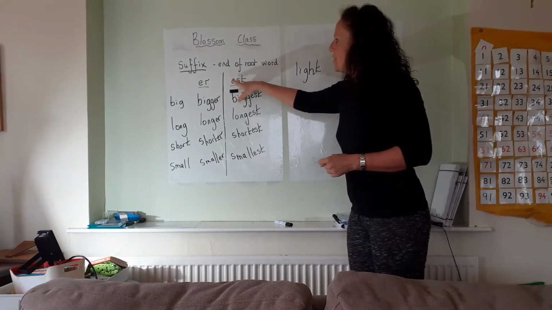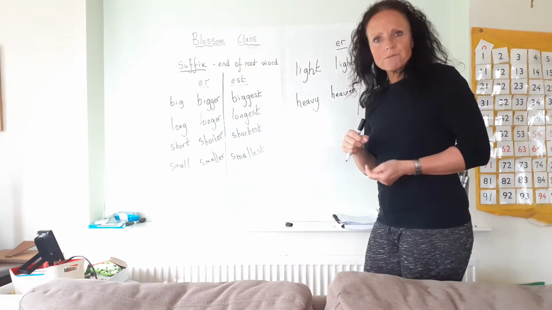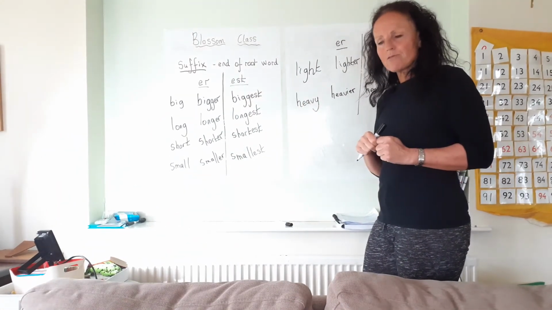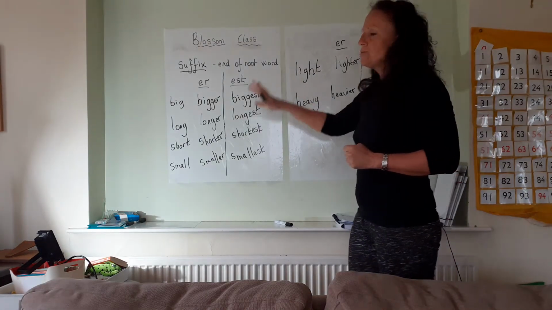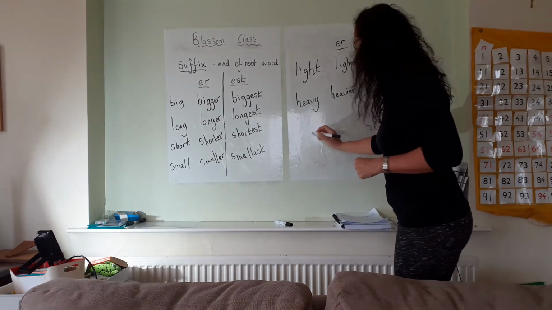So can you see now, Blossom? You're adding the er and the est onto the end of your root word, the word that you're going to be describing something. So you tend to use this suffix when you are comparing things. So let me just help you out here.